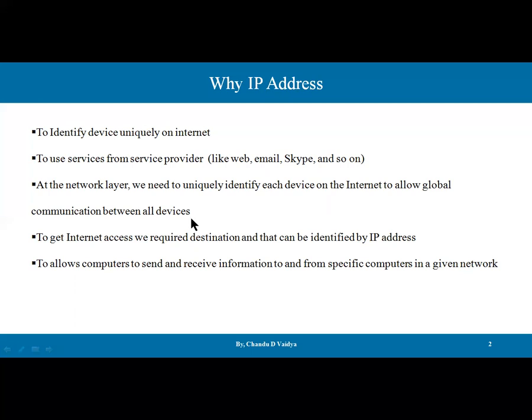If I want to communicate with my friend, who is seated somewhere else, again we require an IP address for the global communication to happen. To get internet access, we require a destination, and that can be identified by the IP address only. So this is also a purpose. And to allow computers to send and receive information, or let's say data, to and from a specific computer in a given network, the IP address is also required. So these are the purposes of the IP address.